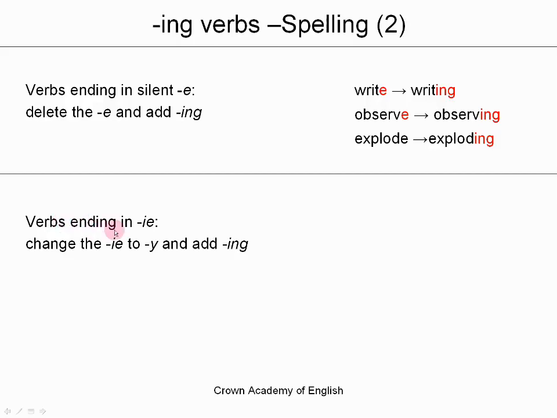Verbs ending in the letters IE. This is a slightly different rule. This time we change the IE to Y and then we add ing. So die becomes dying and tie becomes tying. We can see here, this is the IE. We remove the IE, we change it to a Y, and then we add ing.